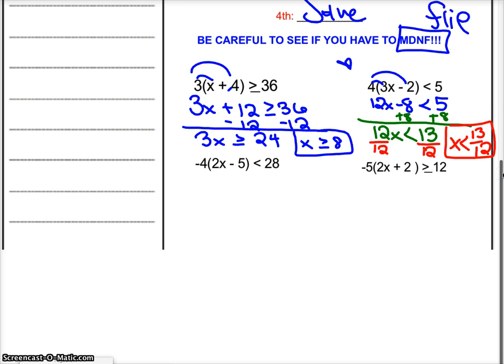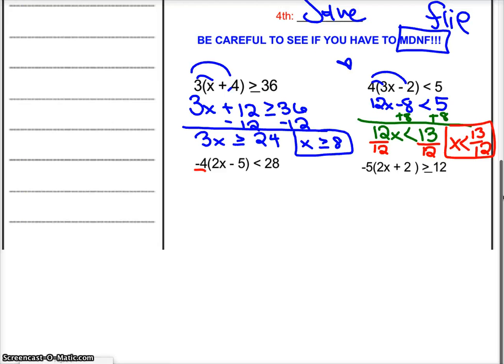I need a double check. Did I need to flip it? No, I didn't. Okay, I see a negative on the outside, and this is where some of us made a mistake on chapter 2, so we have to be very cautious on this.